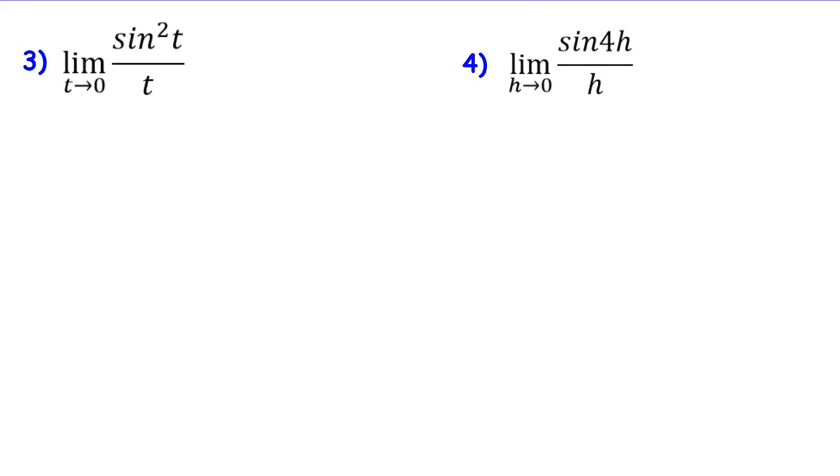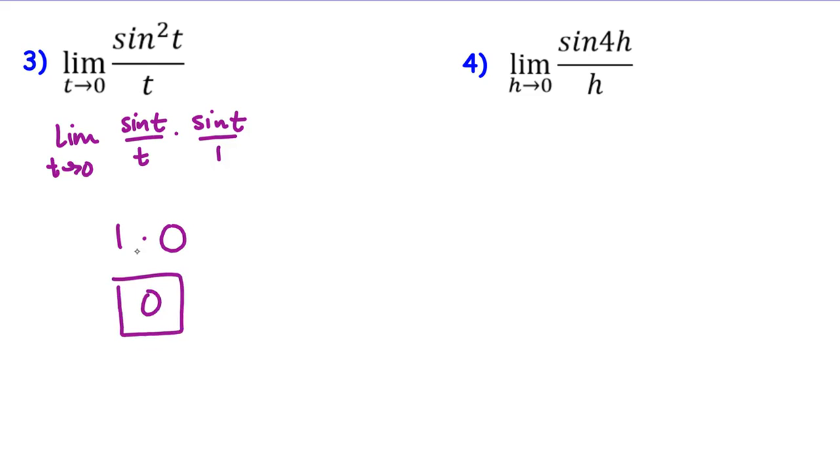Number 3 is kind of like number 1, where we can split this up into two fractions. We have sine of t over t times sine of t over 1. Sine t times sine t is sine squared t. This whole thing right here is just going to be 1. That's that first limit that we were told in the beginning. And then for the other one, we just have sine of 0 over 1. Sine of 0 is 0. So the answer is 0.